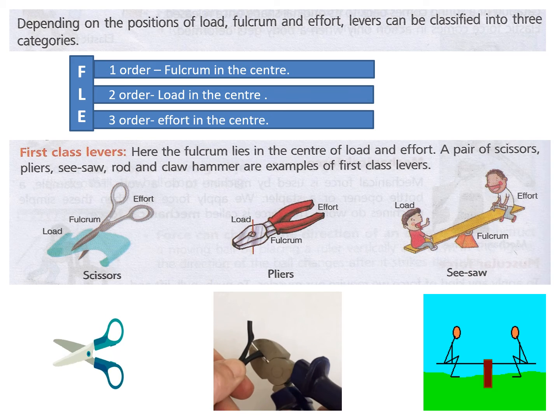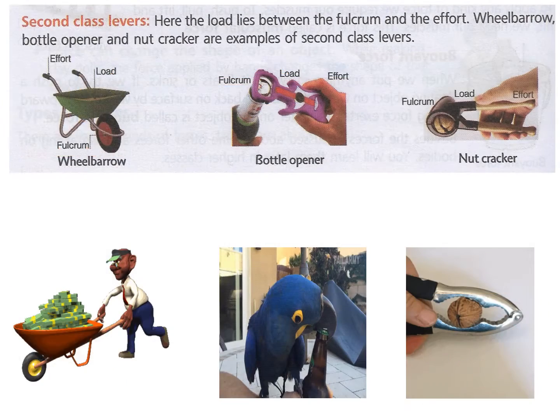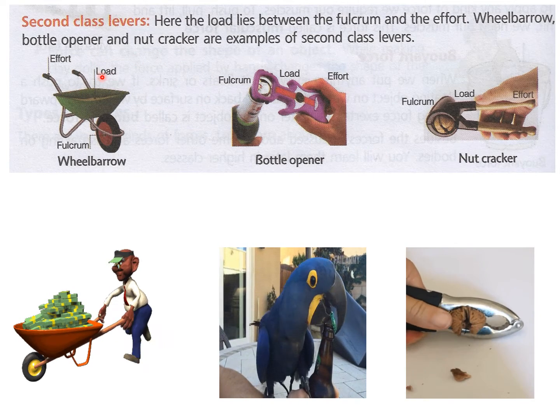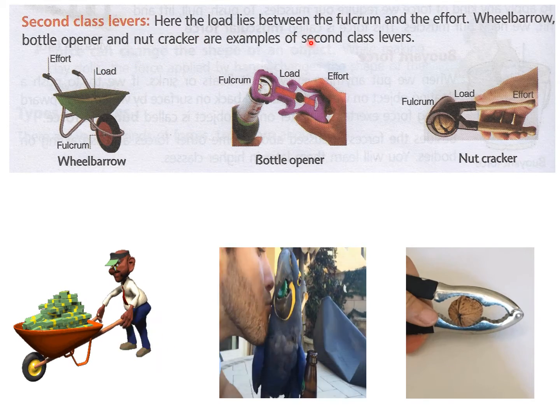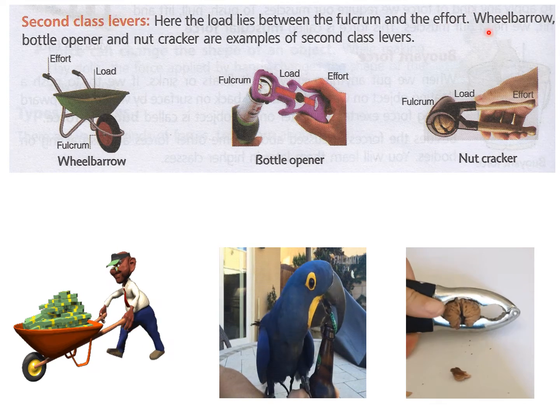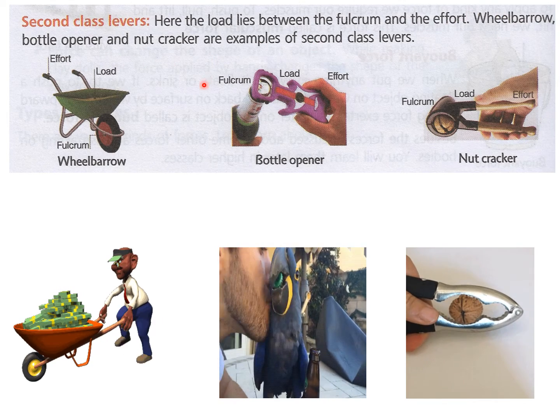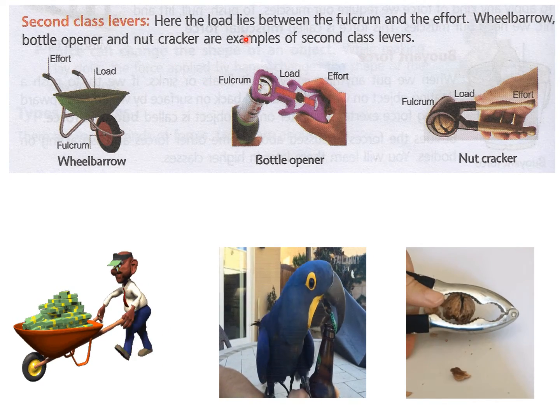Okay children. Now class 2 levers. Here the load lies between the fulcrum and the effort. Wheelbarrow, bottle opener and nutcracker are examples of second class levers.